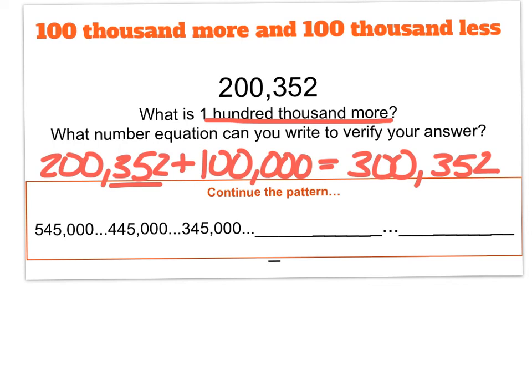Now I'm being asked to continue the pattern. Take a look at those numbers, 545,000, 445,000, 345,000, and see if you can continue the pattern on your dry erase board. Pause the video now. That's right, the pattern was decreasing by 100,000 each time. So the next two numbers in the pattern are 245,000 and 145,000.